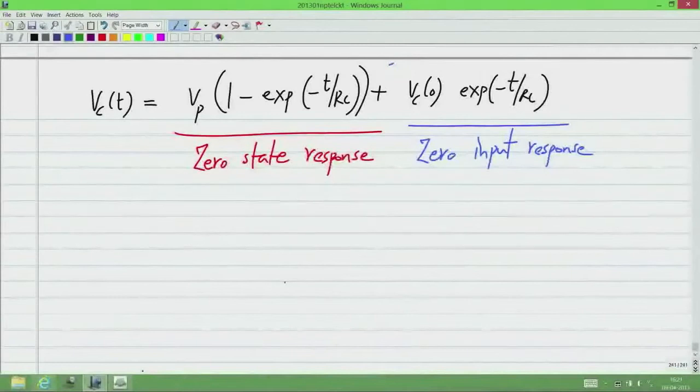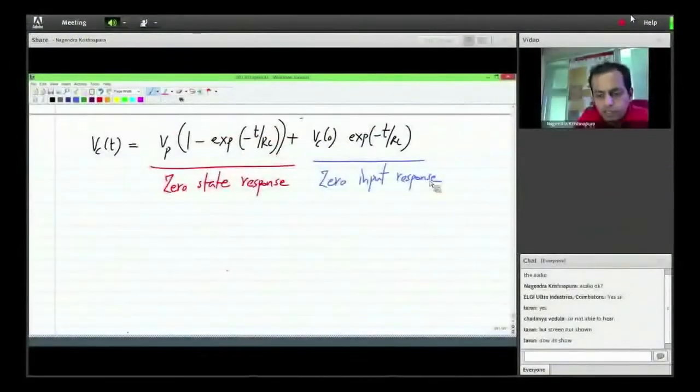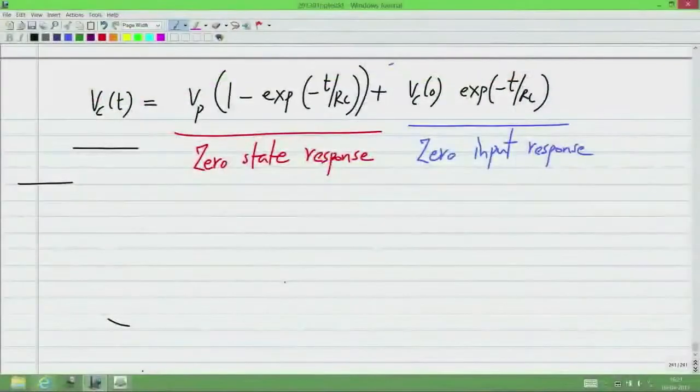Okay, now the reason for this terminology is obvious. The zero state response is the response you get when the initial state is 0, and the zero input response is the response you get when the input Vp is 0. By the way, I have to caution once more that we are only considering a case of a piecewise constant input. What I mean by that is the input is not arbitrarily varying with time. It varies from 0 to Vp. Okay, it jumps from one particular constant value to another particular constant value.